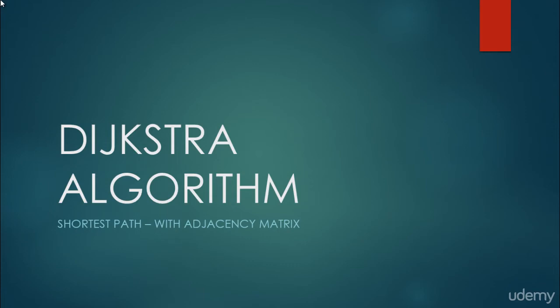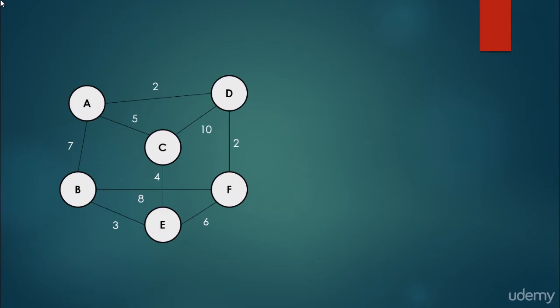Hi, in this video we are going to talk about a more popular way of solving Dijkstra's shortest path algorithm with the help of adjacency matrices. So let's get started. For example, we have a graph like this, A, B, C, D, E, F nodes, and we have of course several edges.